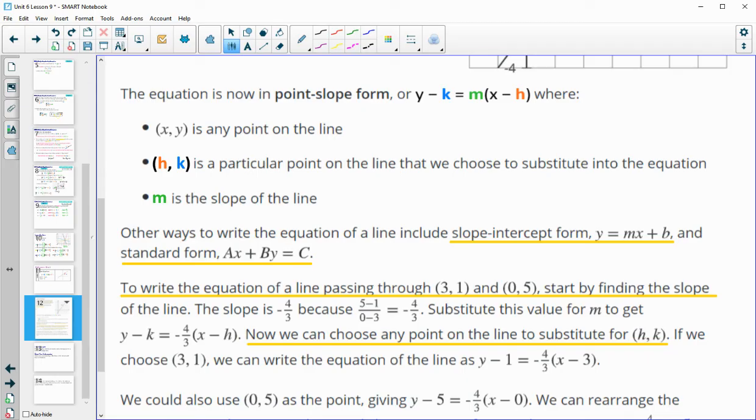If you are given 2 points on a line, to write the equation of the line, you would need to find the slope. So number 1, you would find the slope using slope formula, so subtracting the y's to get the vertical distance, subtracting the x's to get the horizontal. Then number 2 would be choose any point to use as (h, k), so either one of these. And you would just plug all of that into point slope form.